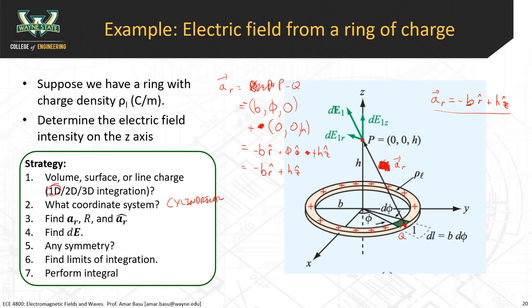All right. Now, so we've done this. Now we want to find r. How do we find r? r is just the distance between them, the magnitude of A sub R. Okay, if A sub R is negative b times r hat plus h times z hat, what is going to be the magnitude of that vector?